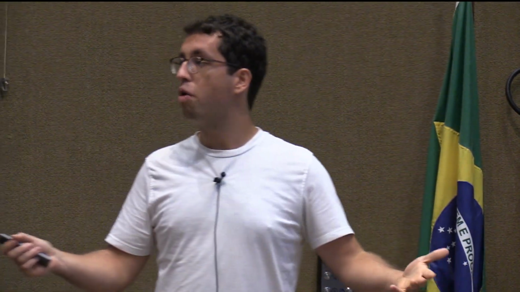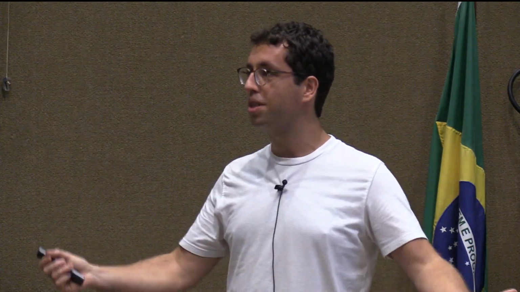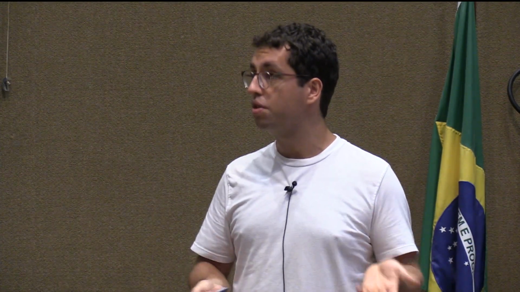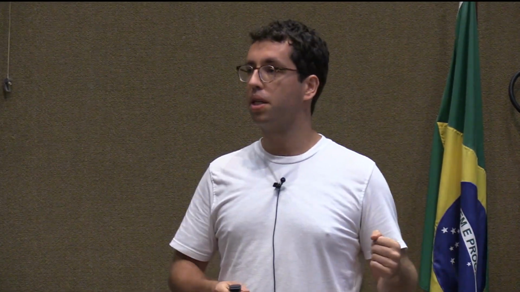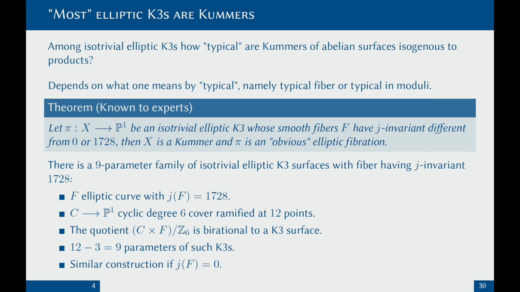But there are much larger parameter families of isotrivial elliptic K3s. So from the point of view of moduli, if you're asking, can I find large families of isotrivial elliptic K3s, it turns out you can, but you're not going to be able to find them by the Kummer construction. There are large families of isotrivial elliptic K3s if you take the fiber to be quite special. So here's an example. If you take the fiber to have j-invariant 1728, what that means is that it's an elliptic curve that has automorphism group Z mod 6Z. So it's an elliptic curve with a lot of automorphisms.